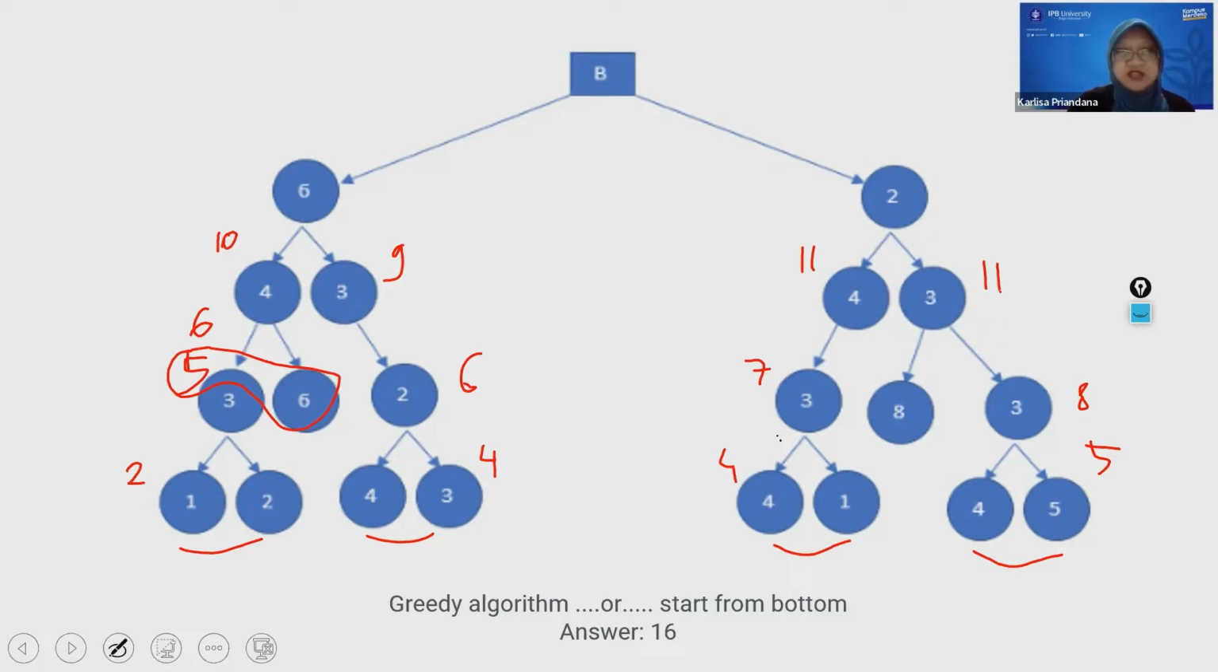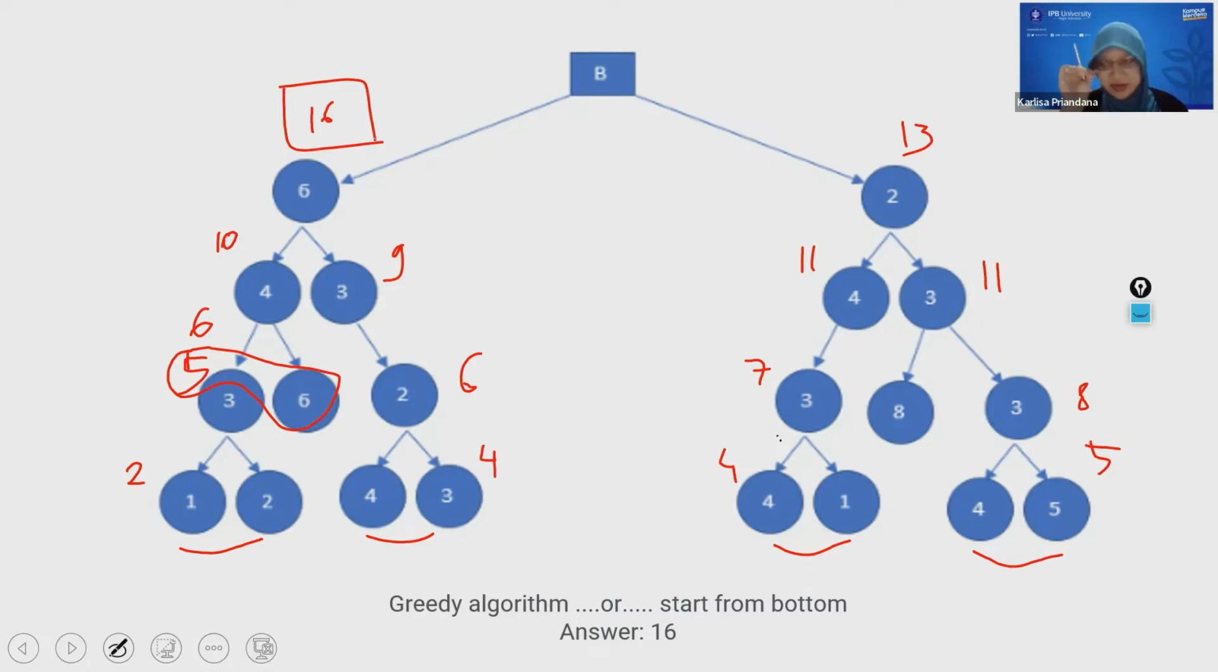10 and 9, you choose the 10. 10 plus 6 is 16. Okay, and then 11, 11, no competition there. So it must be 11, 11 plus 2, 13. So the score of malignancy is still 16.